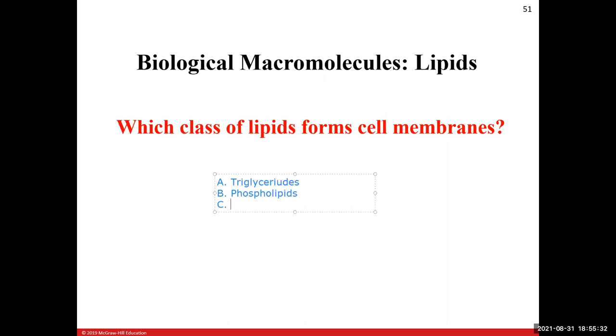Answer choice C is going to be steroids. And then answer choice D will be eicosanoids. Okay, so put in your answer now. I know I didn't spell triglycerides correctly, but you know what I mean. Triglycerides, phospholipids, steroids, or eicosanoids. Which ones form the cell membrane?